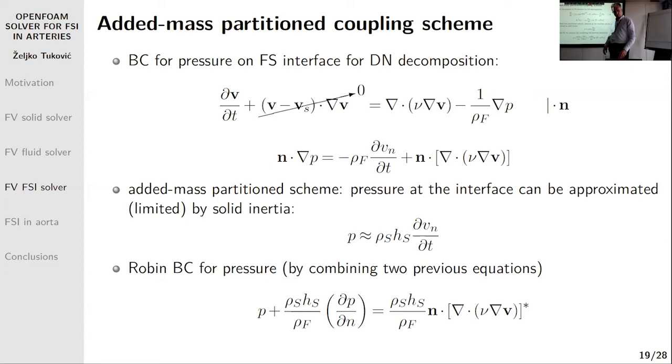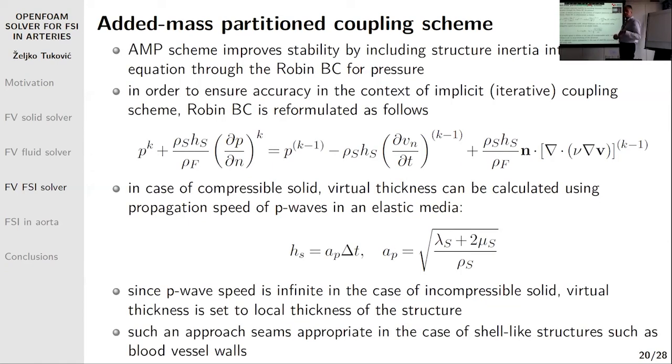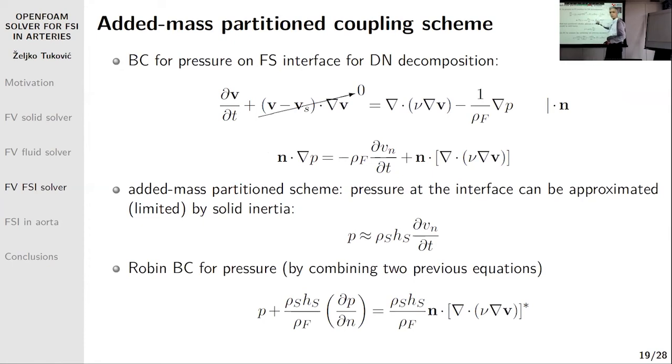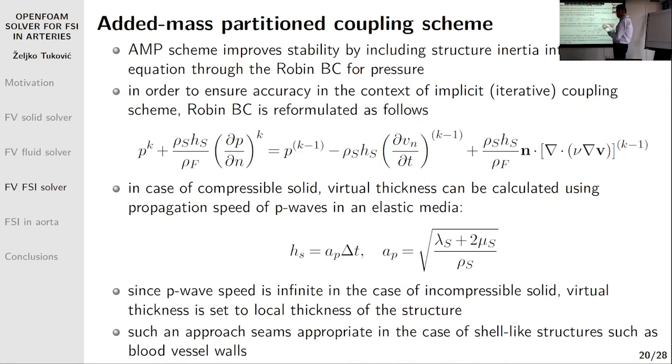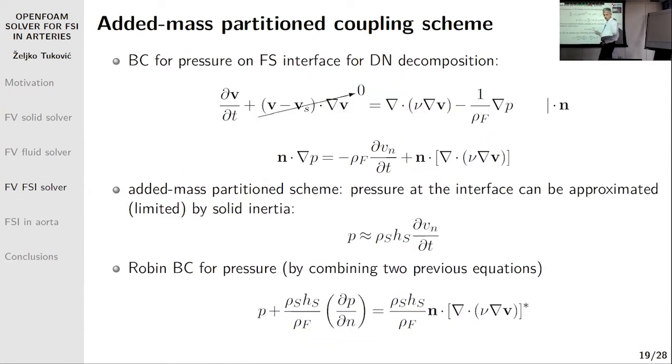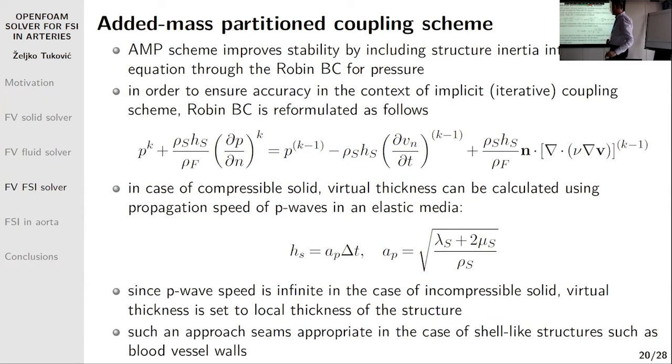And this would be good for explicit calculation, but if we use implicit calculation with the iterations, we want this Robin boundary condition to reduce to exact boundary condition for pressure. So this boundary condition is a little bit reformulated so that pressure is added to the right-hand side, which will cancel with this pressure when we reach converged solution. And this Robin boundary condition will reduce to the previously defined boundary condition for fixed gradient of pressure. So problem is this virtual thickness. In case of thick compressible solid, I was calculating this virtual thickness using propagation velocity of P waves in compressible elastic material.